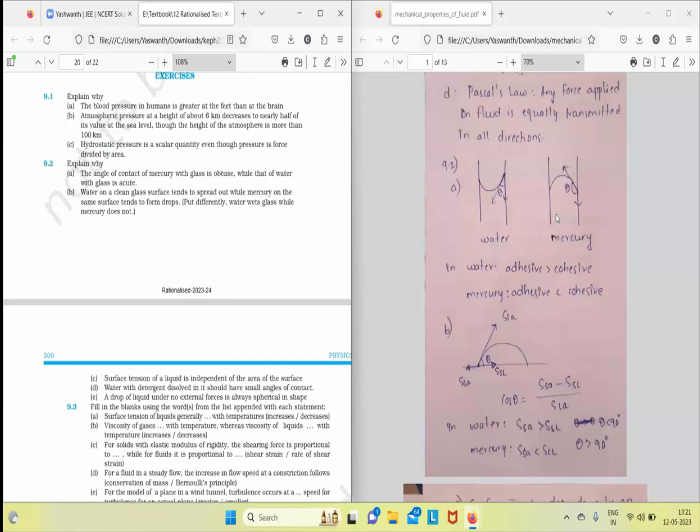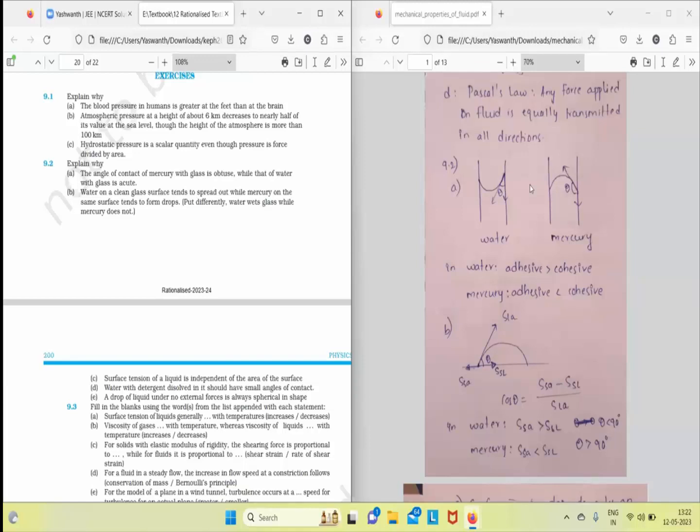Another kind of force is adhesive. Adhesive force is a force that acts between particles of different materials. Suppose in this case, you can see at this point, water is in contact with the glass. So at this point, glass molecules will be pulling the water molecules, and at the same time, water molecules will be pulling the glass molecules. So this is adhesive. Adhesive means a force which acts between particles of different materials, like glass and water, or water and air.